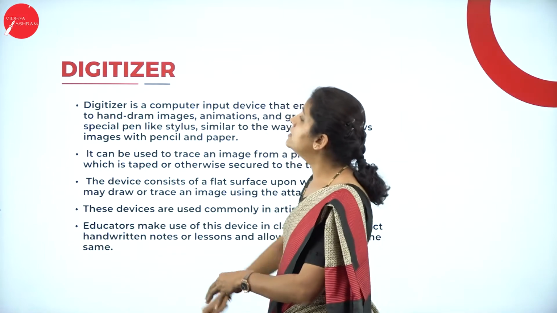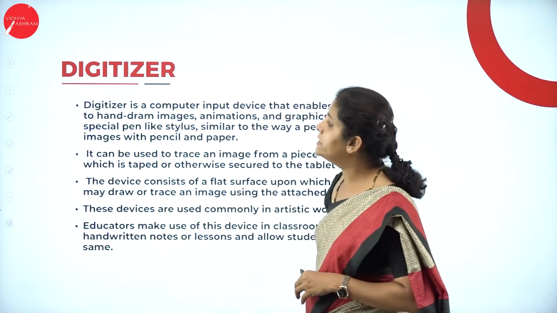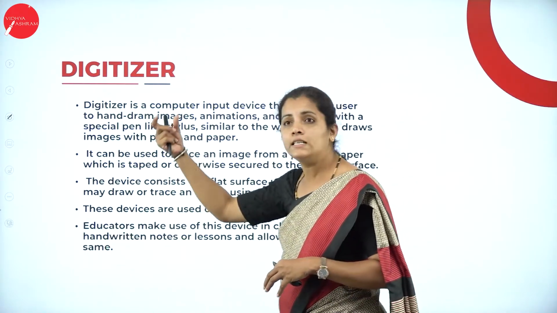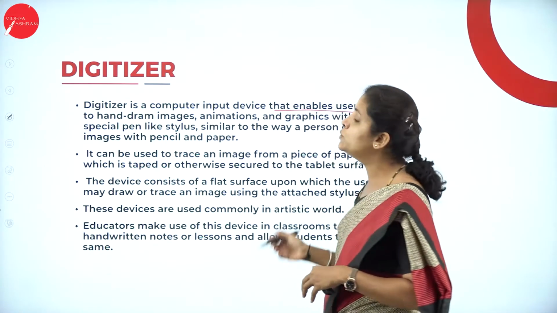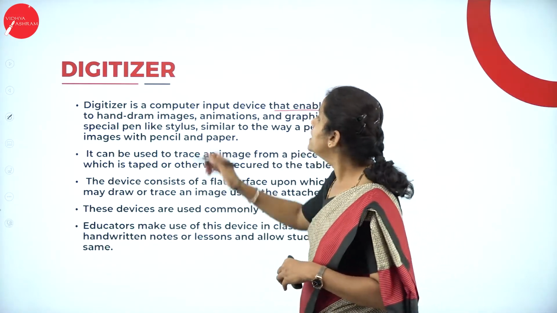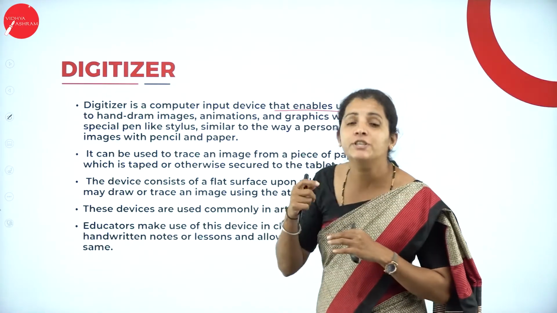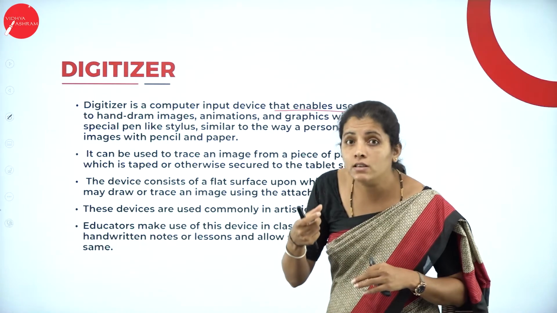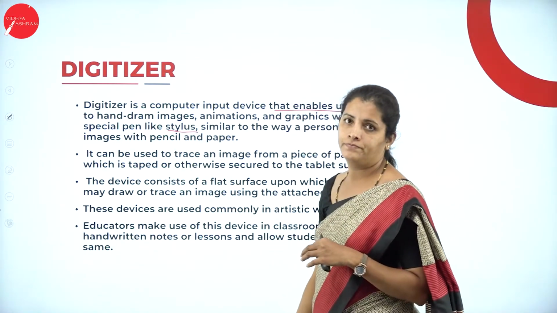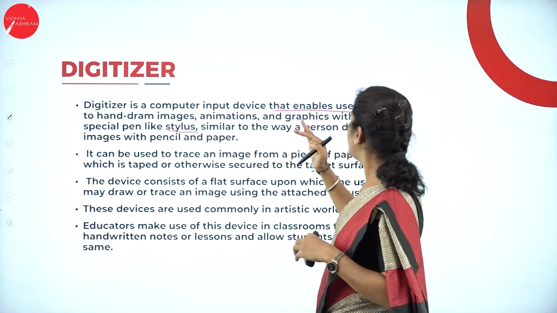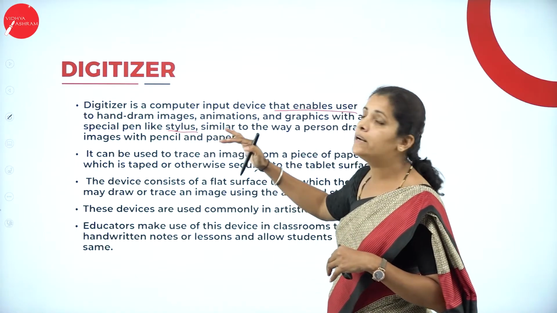Dear students, the next type of input device is the digitizer. A digitizer is a computer input device that enables the user to hand draw images, animations and graphics with a special pen, like a stylus, similar to the way a person draws images with pen and paper.